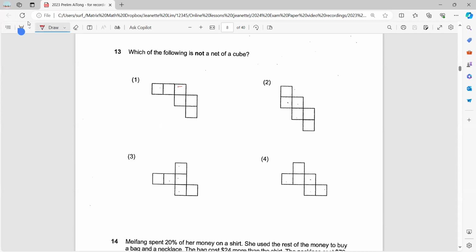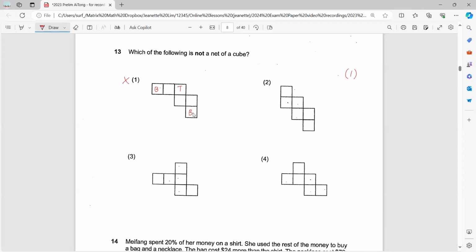Okay, so let's say if this is the top, where would the bottom be? This will be the side and this will be the bottom. But if you imagine this wrapping around it, this part here will be the bottom. So you can't have two squares at the bottom. So this is not a net of the cube, which is option 1.